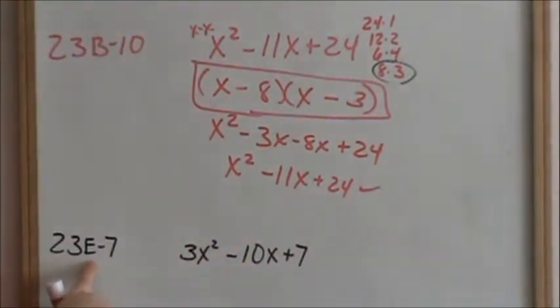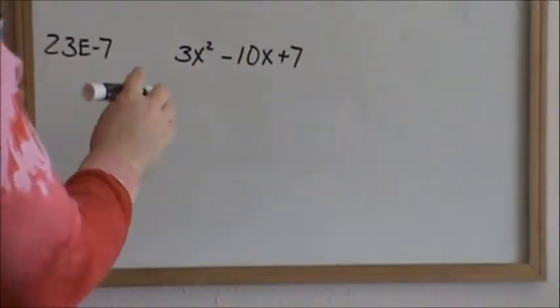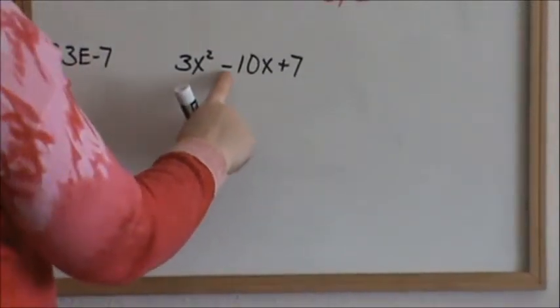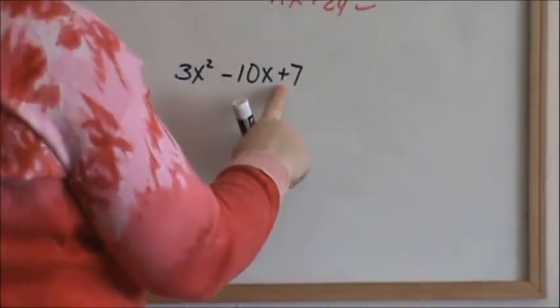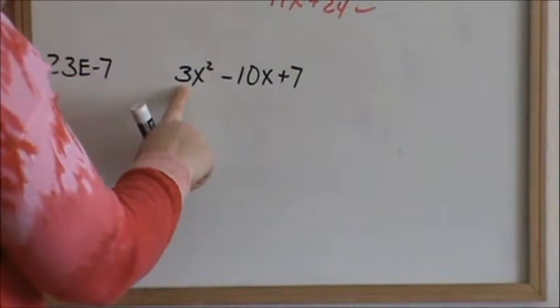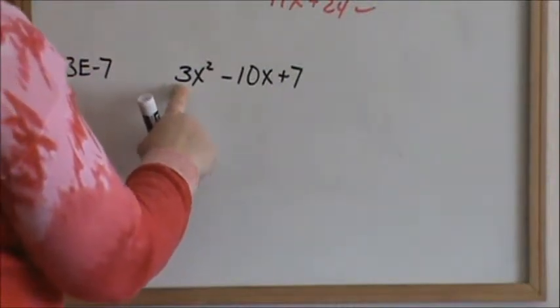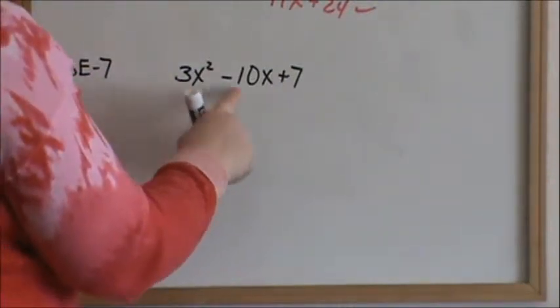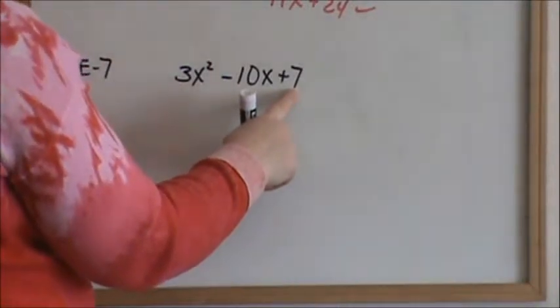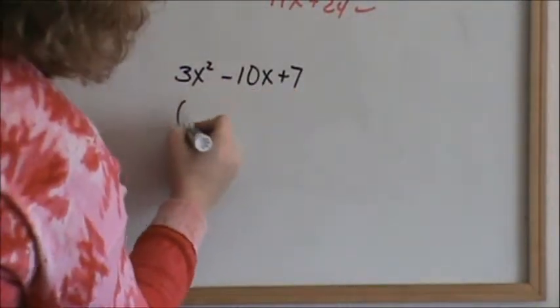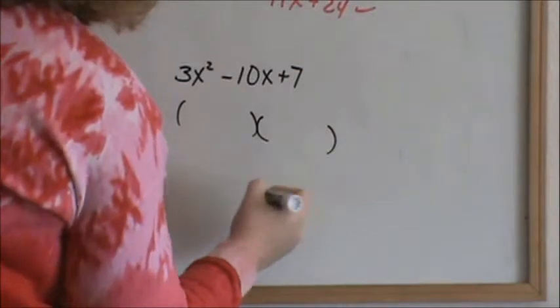Let's move down to 23E7. We're still in the same type. We have a negative here and a positive here. The difference is we have a coefficient. I look to see, can I factor anything out first? 3, 10, and 7, there's nothing I can factor out. So I'm ready to go straight to 2 parentheses.